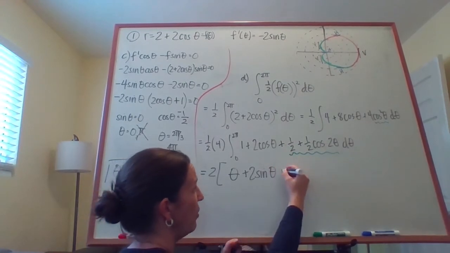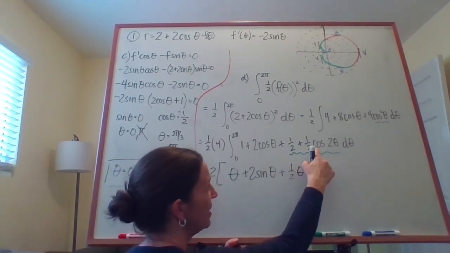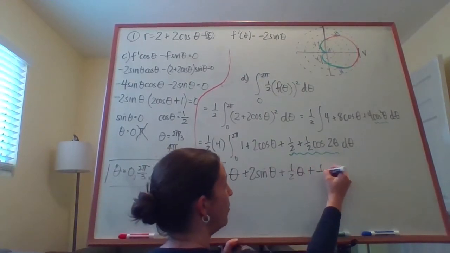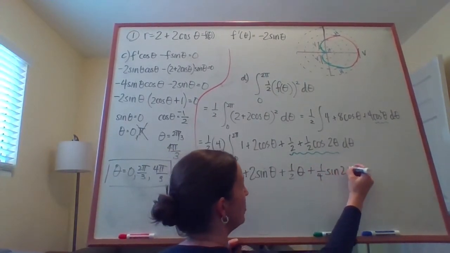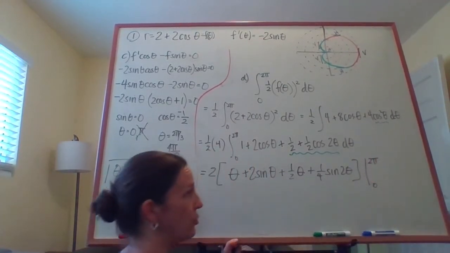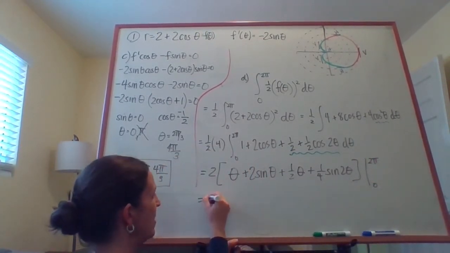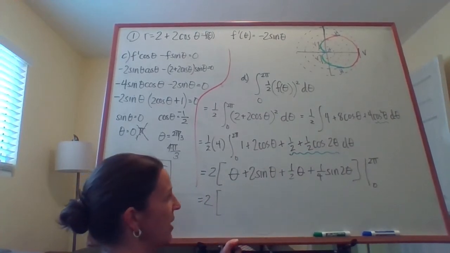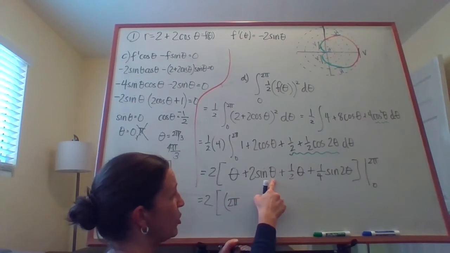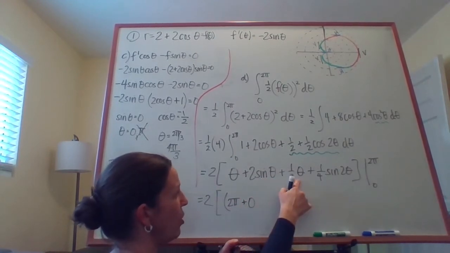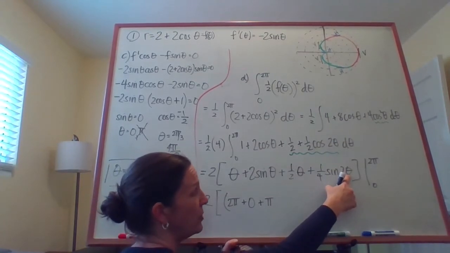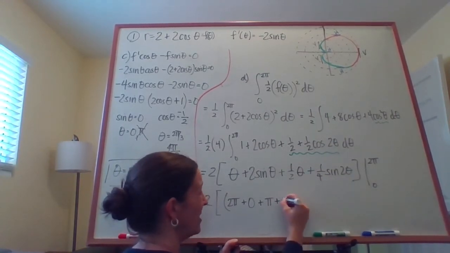The antiderivative of 1/2 is 1/2 theta. The antiderivative of 1/2 cosine 2 theta is 1/4 sine 2 theta. And I'm evaluating that on the bounds from 0 to 2 pi. I plug in, and I end up with 2 pi plus the 2 times the sine of pi, that's 0. 1/2 times pi, that's pi. Sine of 2 times 2 pi, that's sine of 4 pi, that's 0.